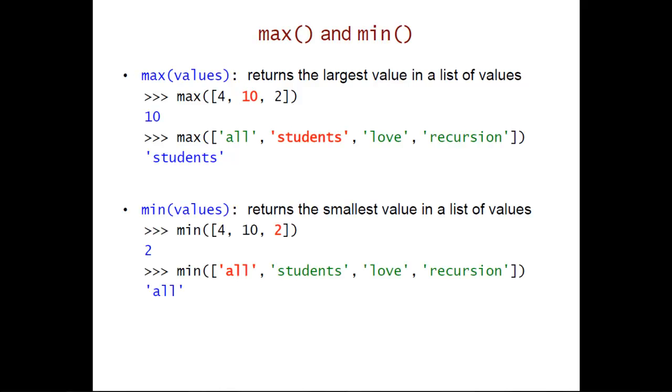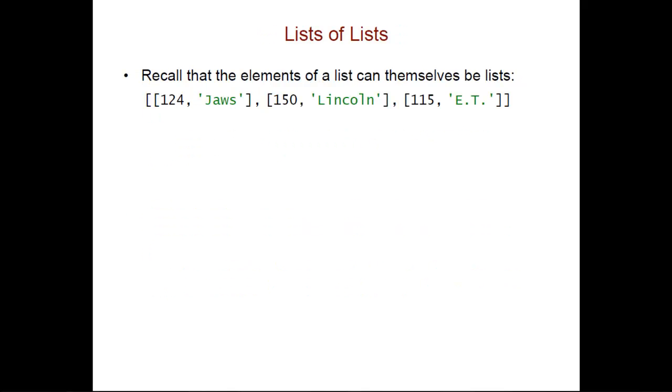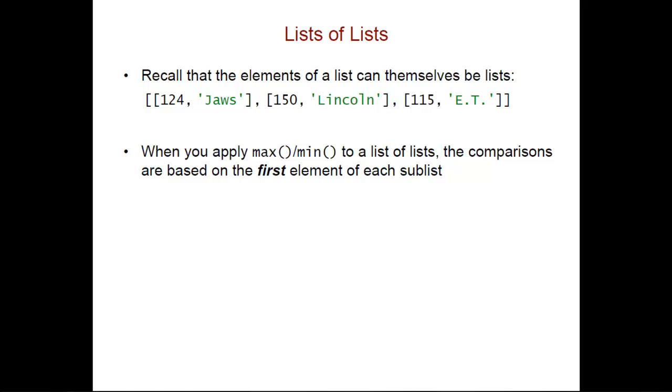Min also takes a list of values. It gives you the smallest value in the list. Now, we've seen in the past that a list can contain elements that are themselves lists. So here I have an example of a list of lists. Each sublist here contains the runtime of a movie followed by the name of that movie. These three movies happen to all be Spielberg movies. Jaws has a runtime of 124 minutes, Lincoln 150 minutes, E.T. 115 minutes.